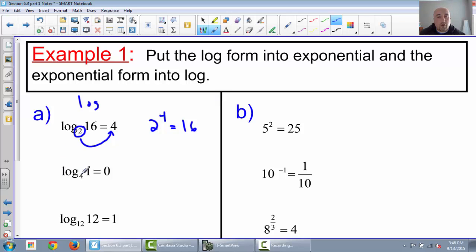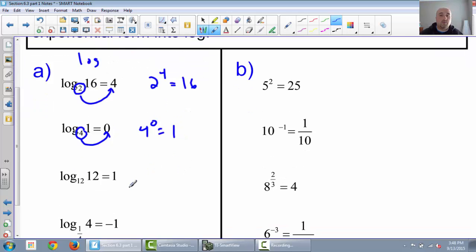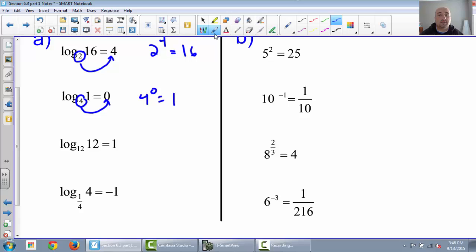Okay, next one. 4 raised to what's after the equal sign is equal to the number next to it. So 1 is 4 to the 0 equals 1. Yes, it is. Okay, moving along, and I chose these because these are some of the more common logs that you'll see. 12 raised to what's after the equal sign is equal to the number next to the log, which happens to be 12 as well. Is 12 to the first equal to 12? Once again, I do believe it's true.